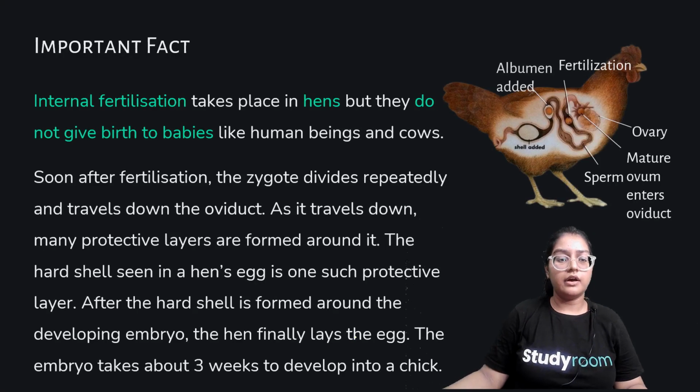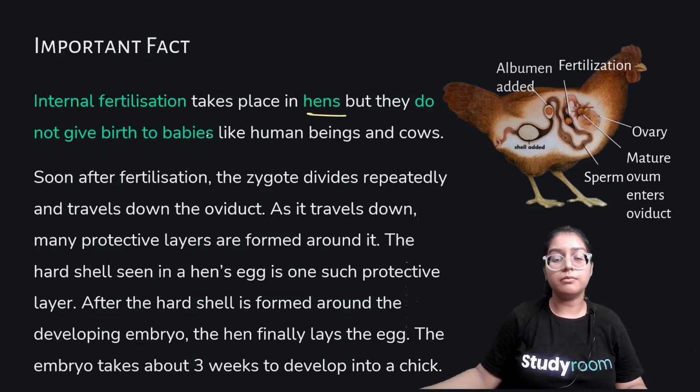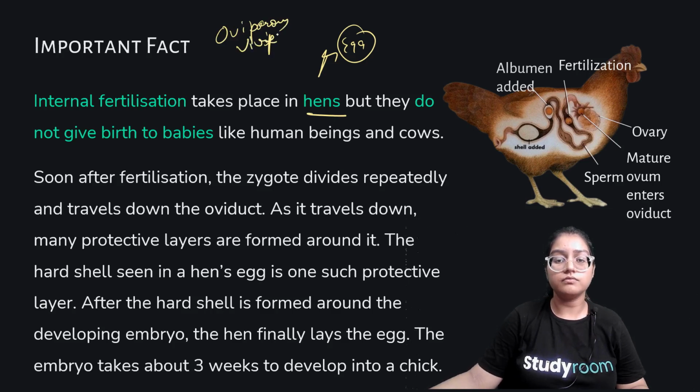An important fact: internal fertilization takes place in hens, but they do not give birth to babies like human beings and cows. The hen lays eggs. Fertilization is internal, but they are not oviparous or viviparous in the usual sense. We'll be continuing with our discussion of oviparous and viviparous organisms in the upcoming slide. For now, remember that hens undergo internal fertilization, but they give birth to babies in the form of eggs.